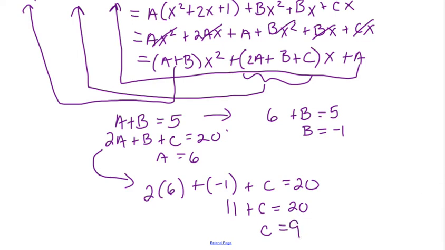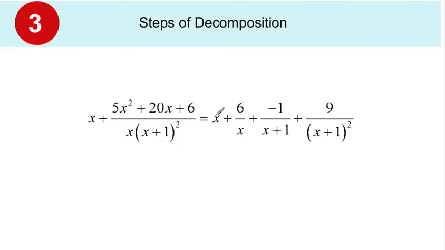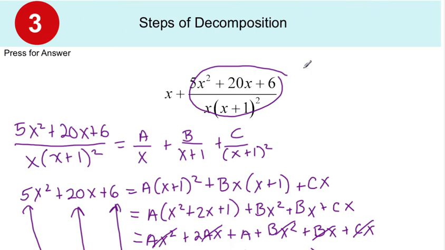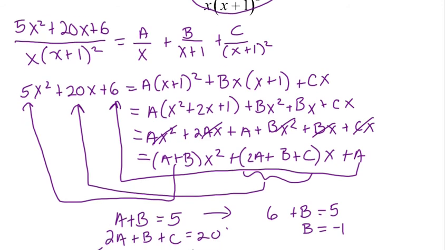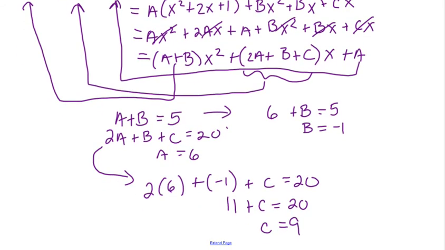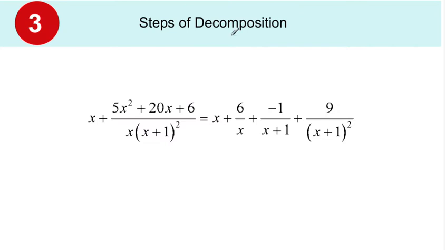So now once this happens, I can just rewrite my whole rational expression using these real numbers as so. So remember, you can't forget about this x. It turns out to be x plus 6 over x, plus -1 over x plus 1, plus 9 over x plus 1 quantity squared. Let me just verify here. Yep, that's what I had for A, B, and C. Very nice. So there is our partial fraction decomposition.